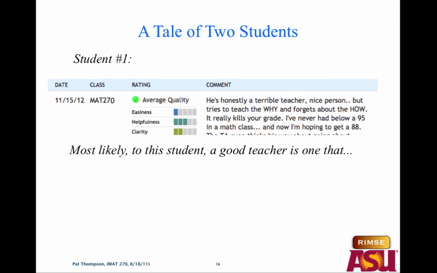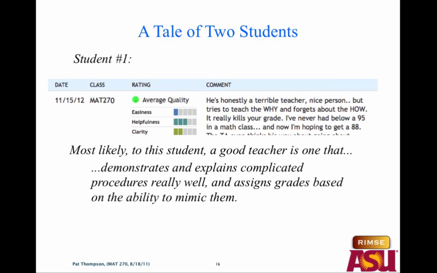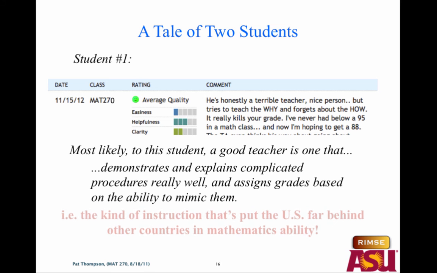So, to me, when I read this, this is a student who thinks that a good teacher demonstrates and explains complicated procedures really well and then assigns grades based on the ability to mimic them. Would you say that that's a pretty good assessment of what this student is like? Yeah. Okay, but what did we see? This is the kind of instruction that's put the U.S. far behind other countries. This is why we're behind, because this is our expectation. And we're mad when this expectation isn't met. We're trying to close the gap, trying to get you better prepared to compete against other applicants for companies, okay?